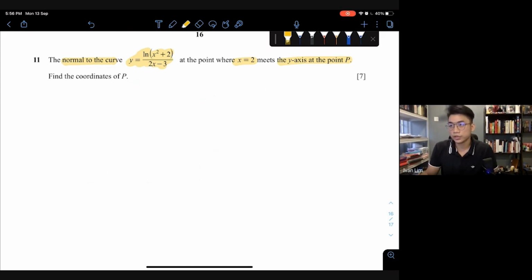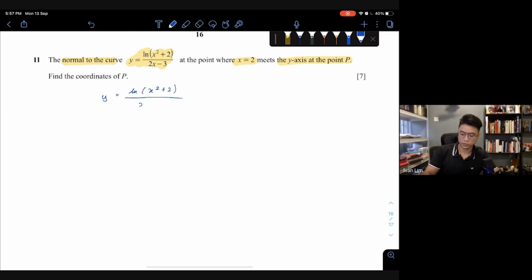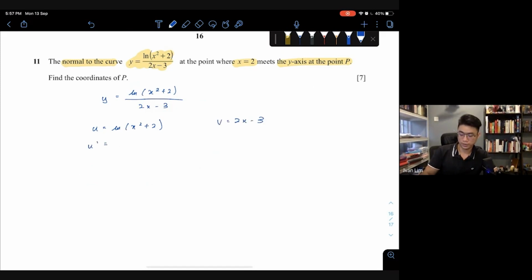Okay, normal to the curve. So we've got to find dy over dx, which is finding our gradient. Normal: m1 times m2 equals negative 1. Okay, so y equals ln of x squared plus 2 over 2x minus 3. We've got to do the quotient rule to find our dy dx. u equals ln of x squared plus 2, v equals 2x minus 3. u prime equals 2x over x squared plus 2, v prime equals 2.